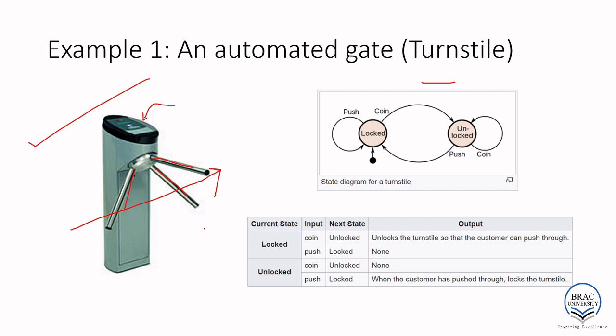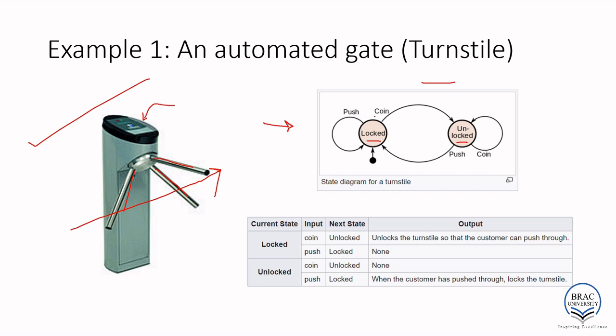Okay, so how do we go about designing something like this? On the right hand side we can see what we call a state diagram. Basically, what we're defining is that our circuit will have two states. One is locked, and the other is unlocked. Whenever it is in the locked state, it means no one can pass through.